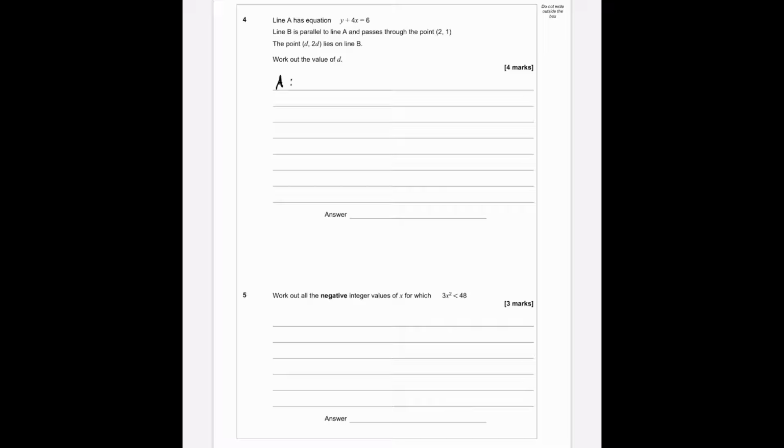Question 4. We get given the equation y plus 4x equals 6. Subtracting 4x on both sides, we can clearly see that the gradient of this line a is -4. We know that b is parallel to a, so if the gradient of a is -4, then the gradient of b will also be -4.